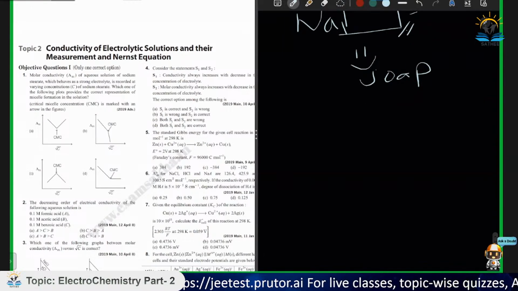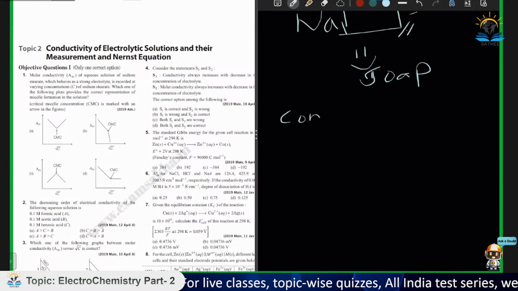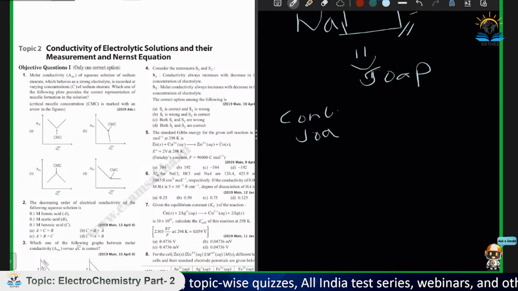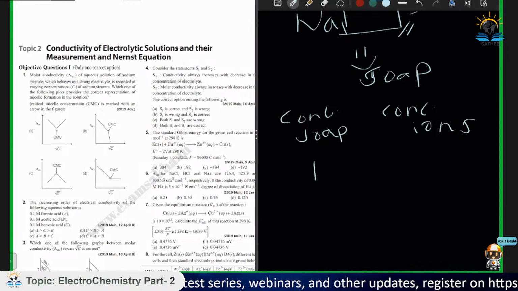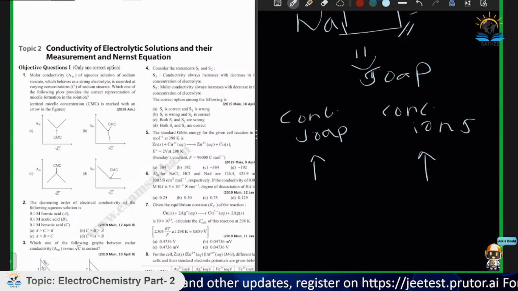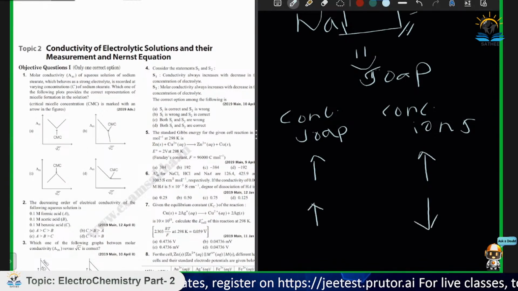When you start to add soap, the concentration of soap and the concentration of ions change. Initially, as your concentration of soap increases, your concentration of ions increases. But after some time, when you add even more soap, your ion concentration will decrease.